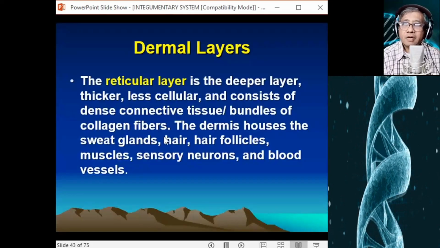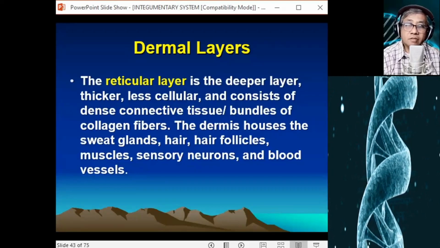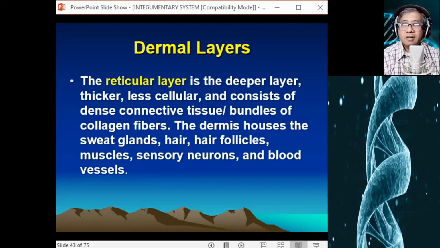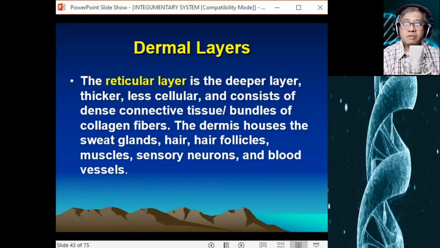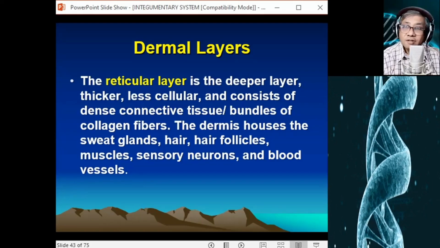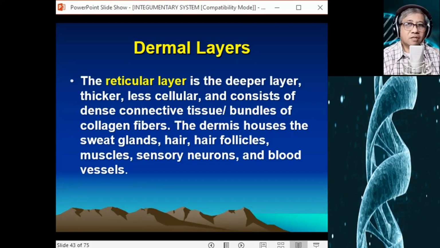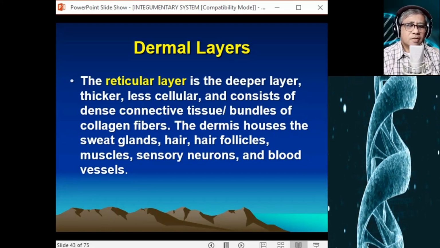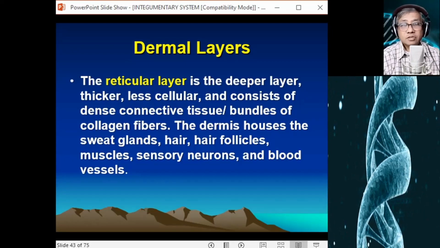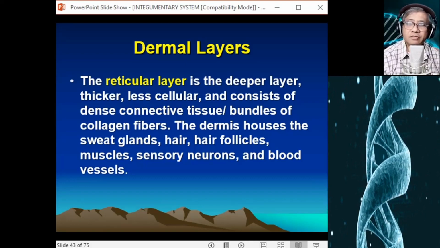And beneath the papillary layer is the reticular layer, which is the deepest layer of the dermis. It is thicker than the papillary layer, less cellular, and it is made up of dense connective tissue. Okay, ito yung dense irregular connective tissue. So tandaan yan guys, ang dermis is made up, especially the reticular layer, is made up of dense irregular connective tissue composing of these fibers, like collagen, reticular, and elastic fibers.